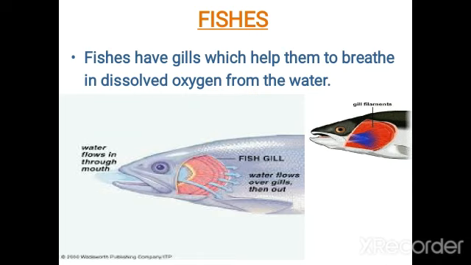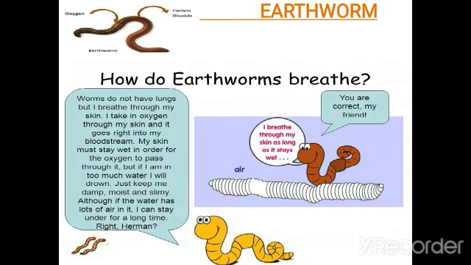Yes. It has gills. So gills only are those organs which will help it to take the dissolved oxygen only from the water. It cannot take in the free oxygen from the atmosphere. So fishes are provided with gills, as you can see in the picture. These gills are surrounded by many blood capillaries which take in the oxygen and circulate it to all the parts of the body. Right? Now about the earthworm.